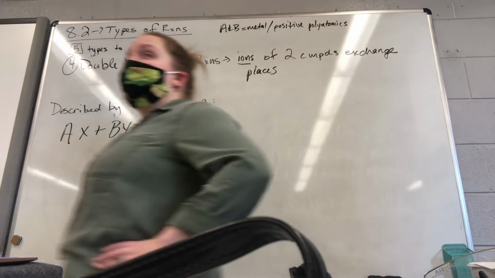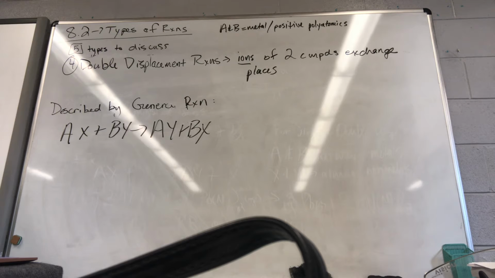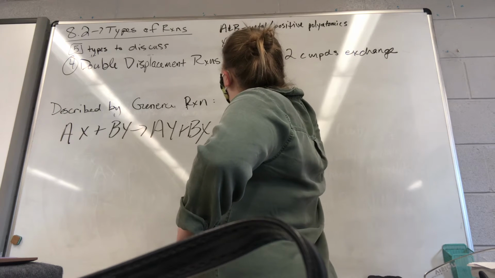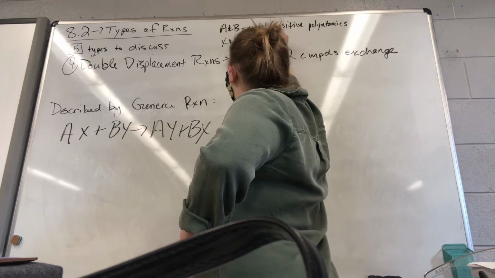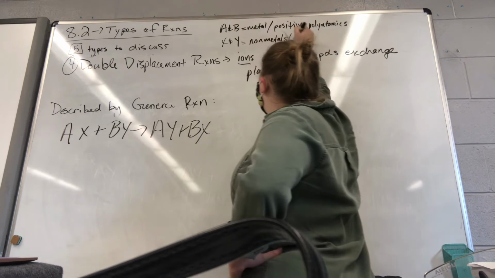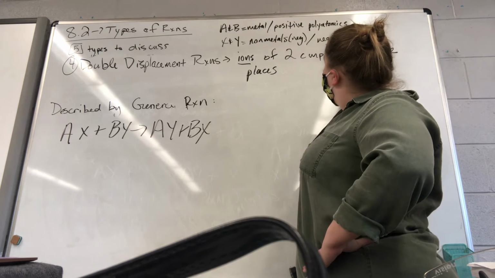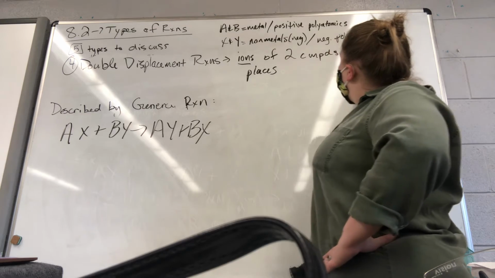A and B can be either metals, which are always positive when they're ionic, or positive polyatomics. And there's only one or two of them that we know, right? So NH4. X and Y can be nonmetals, which are always negatively charged, or negative polyatomics.